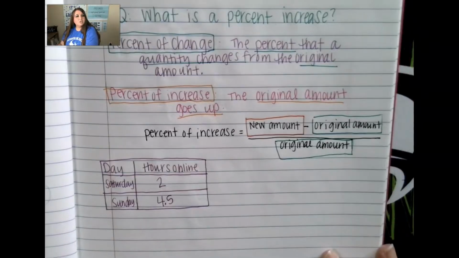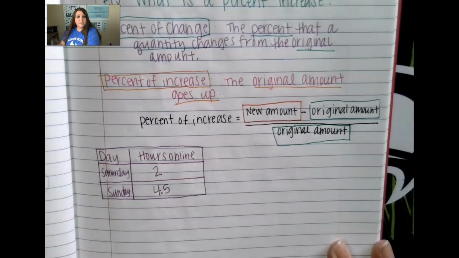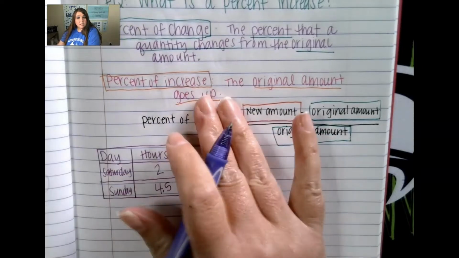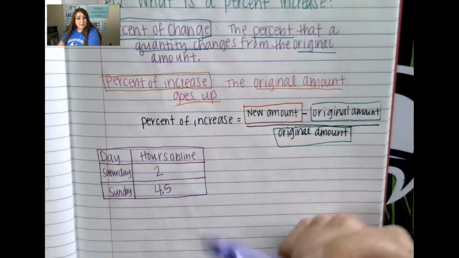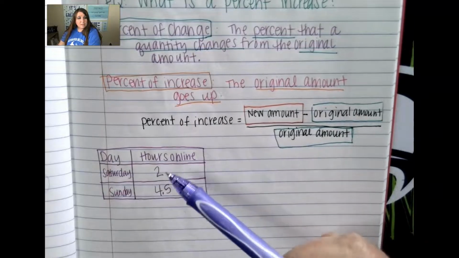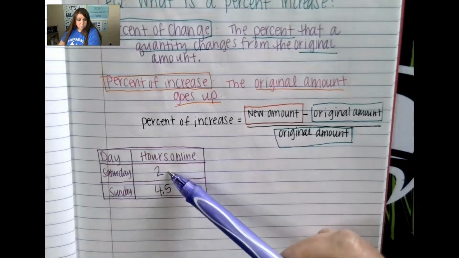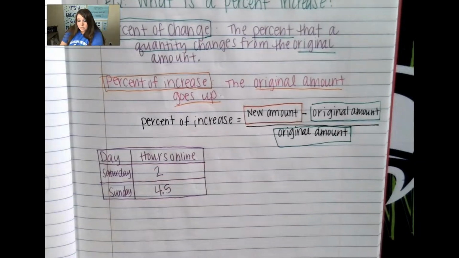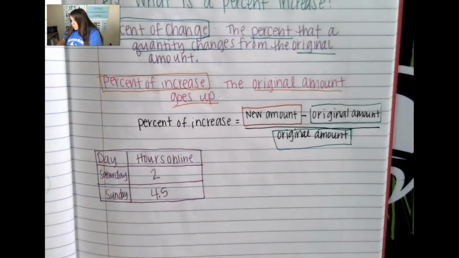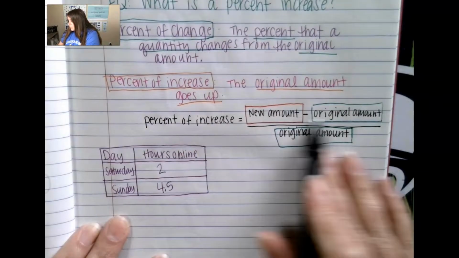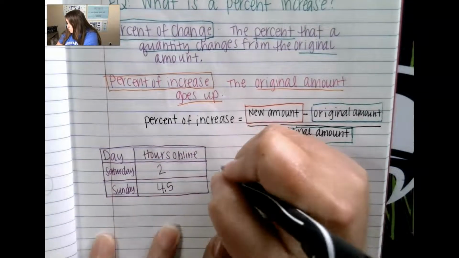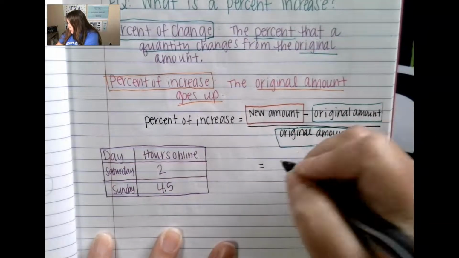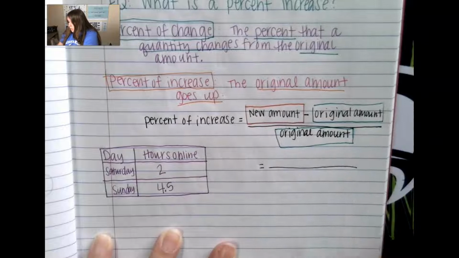Okay, so our job now is to find the percent of change, the increase. So we can tell it's going to be an increase, first of all, because the original amount is 2, and then it grows to 4.5. So we're going to go ahead and put this into this proportion here. So we're going to find whatever this percent increase is by solving this problem.